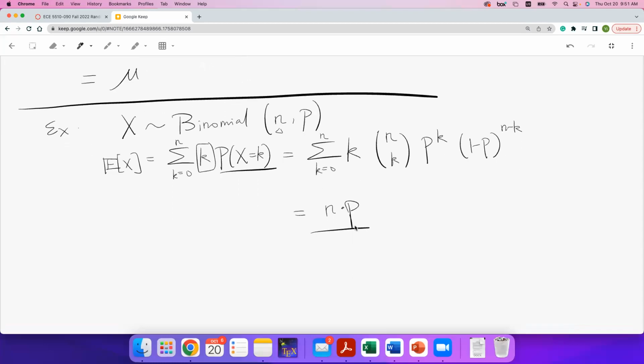Okay. And intuitively, this makes sense because we perform independent experiments. Each experiment succeeds with probability p. So the number of successes is the total number of trials multiplied by the success rate, right? The expected number of successes.